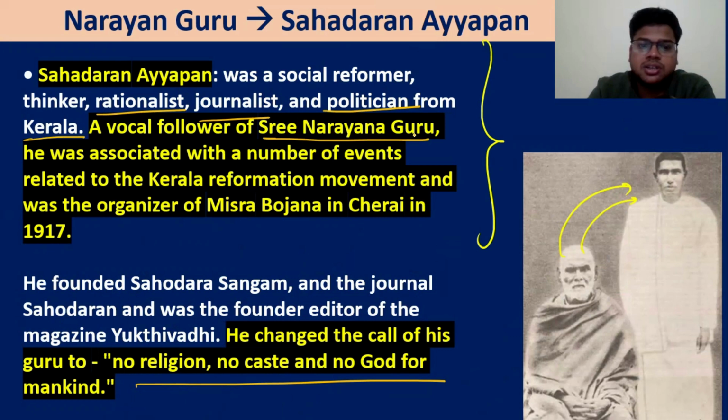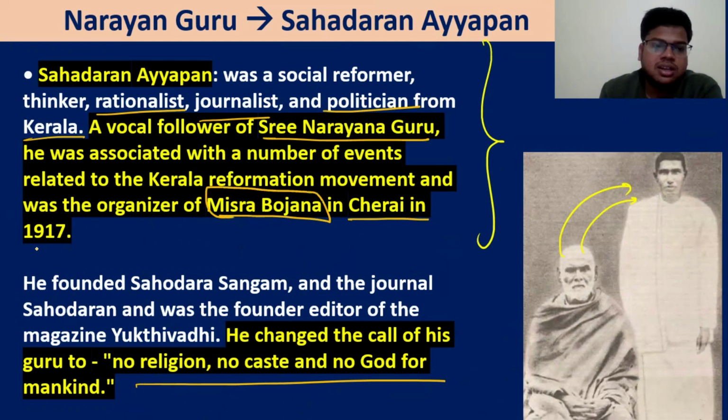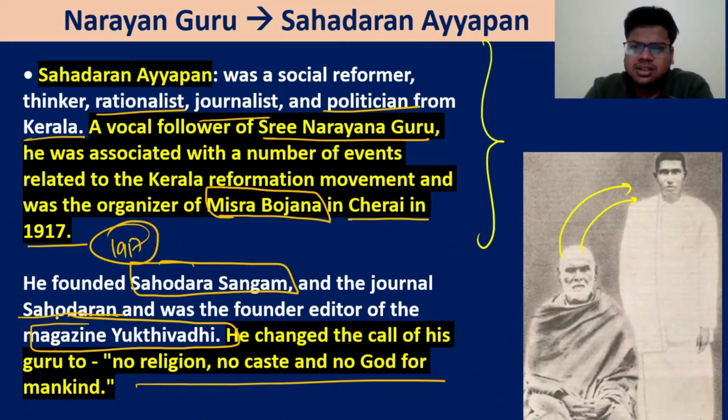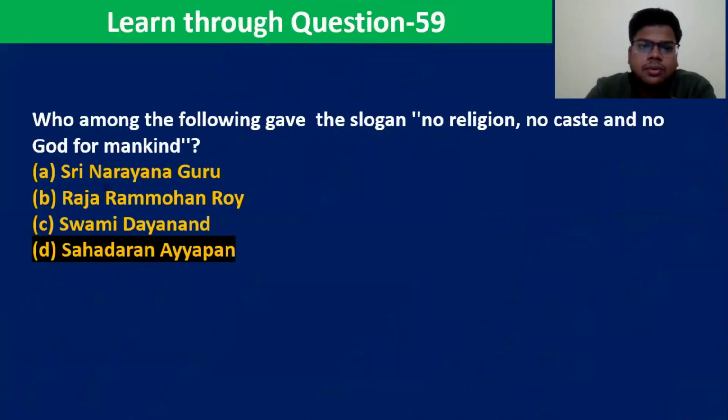He was associated with a number of events related to Kerala's reformation movement and organized the Misra Bhojan in Chennai in 1917. He founded the Sahodara Sangham, the journal Sahodaran, and was the founder editor of the magazine Yukti Vadi. So these are a few details that you need to keep in mind. You don't have to cram these things; they are more important from the prelims perspective. From the mains perspective, you just need to know the name and how he is related to Narayan Guru. That's all. So the answer is Sahodaran Ayyappan.